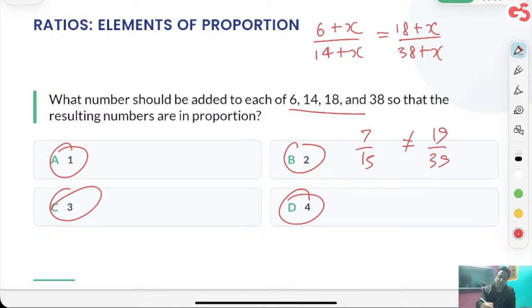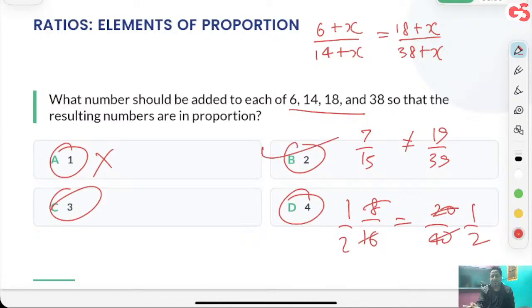It's not equal, so 1 is wrong. If I put 2 here in place of x, I'll get 8 by 16 equal to 20 by 40. Yes, this is 1 by 2, this is also 1 by 2. So 2 is correct. Clear? No need to cross multiply and then get stuck on the quadratic equations.